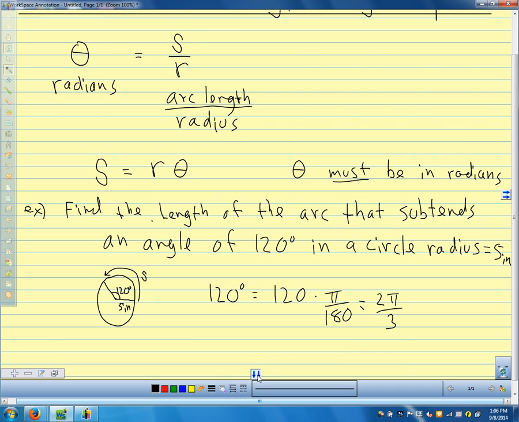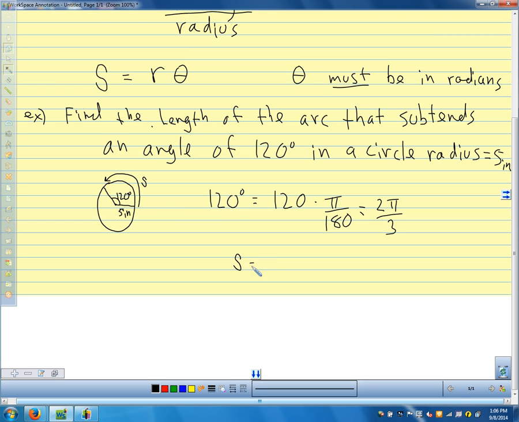Then we multiply that by the radius. So S equals 2 pi over 3 times 5 inches. And we get 10 pi over 3 inches would be our exact arc length. So similar to what we did on Friday, just making it a little more concrete. All right, questions there?